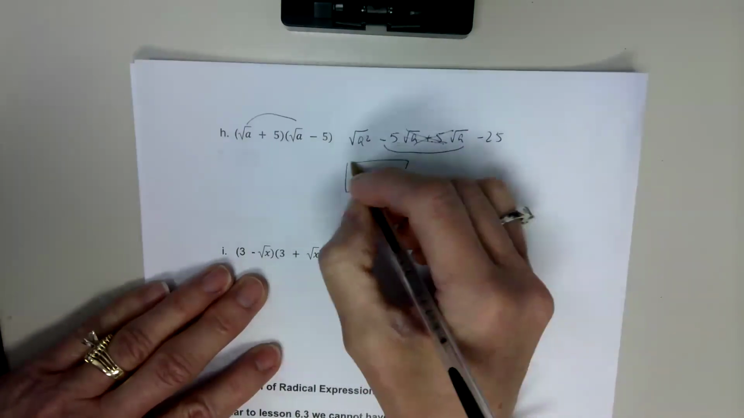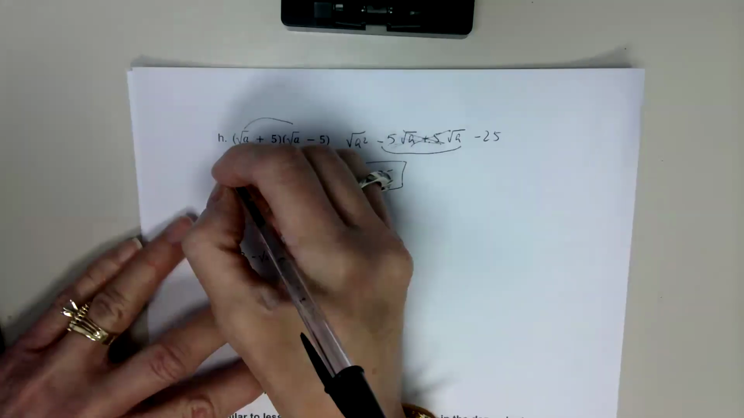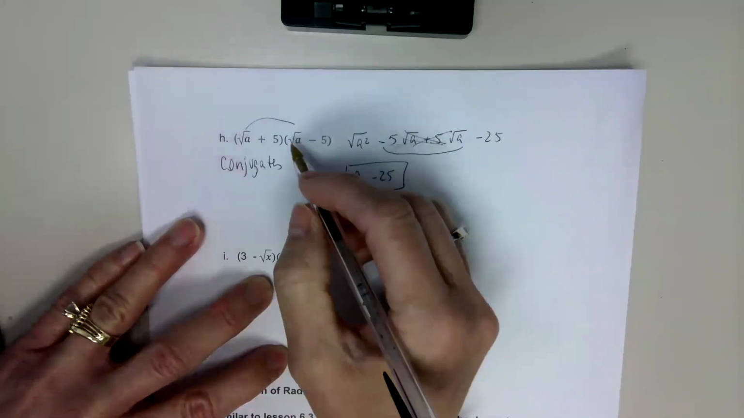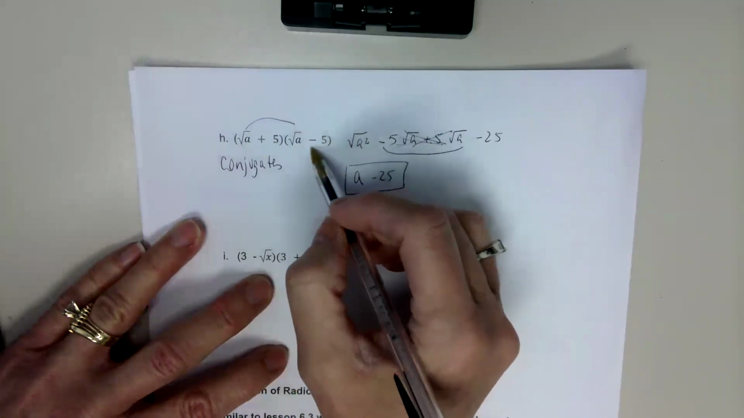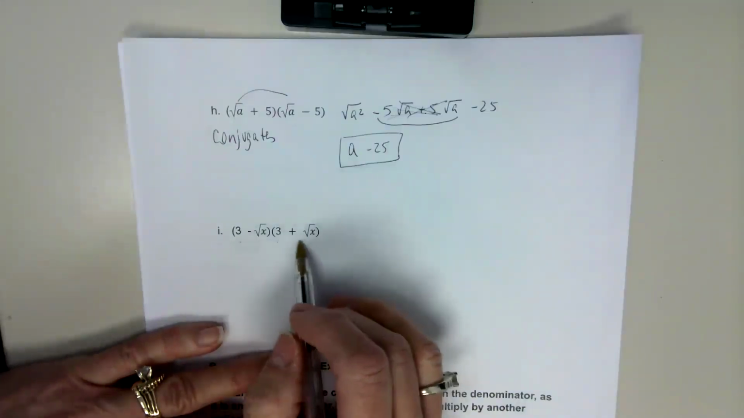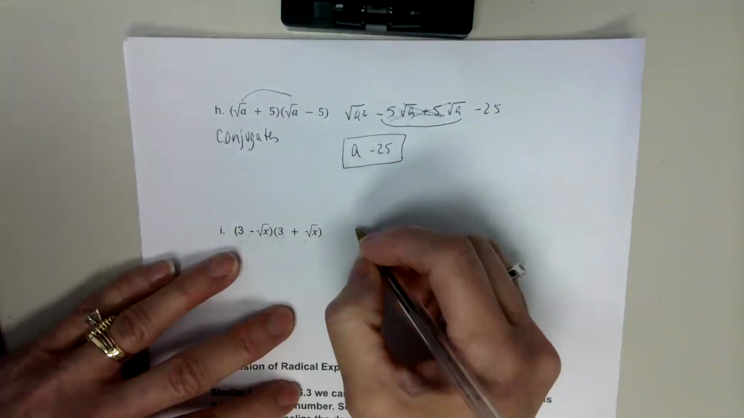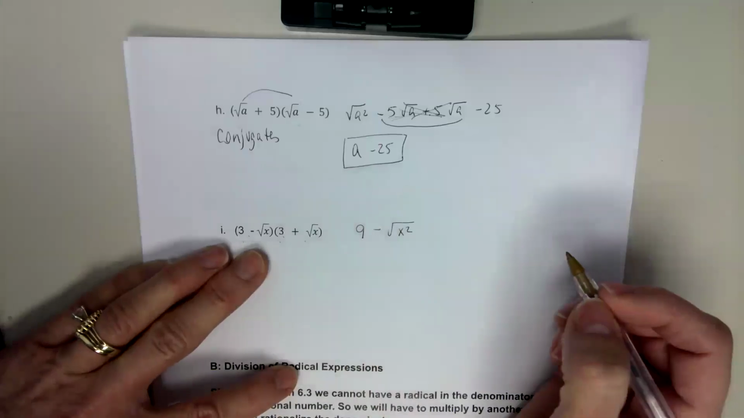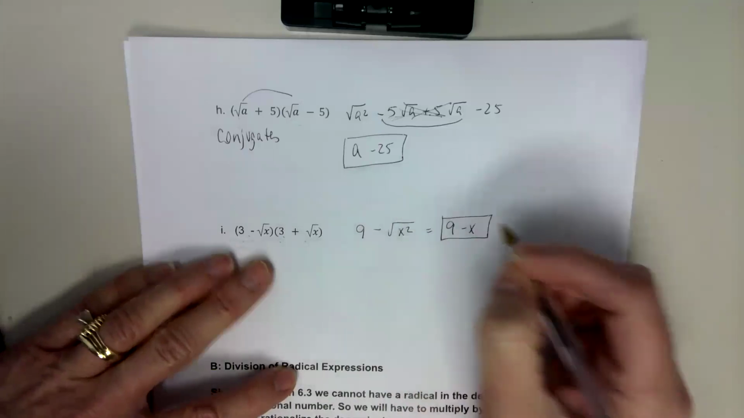Cool. So that's interesting. If we look and see why they canceled, it's because they're conjugates. Remember, conjugates are unique binomials where the first term is the same and the second terms are just opposite signs of each other. So let's look at I. It appears that those are conjugates as well. And so conjugates always multiply to be the square of the first and then minus the square of the second. So that simplifies to 9 minus x.